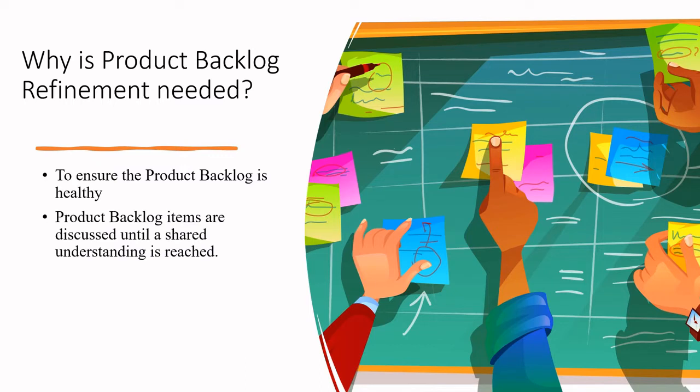Product backlog items are discussed until a shared understanding is reached. Items are broken down until the developers have fair confidence that they can complete them within a sprint.